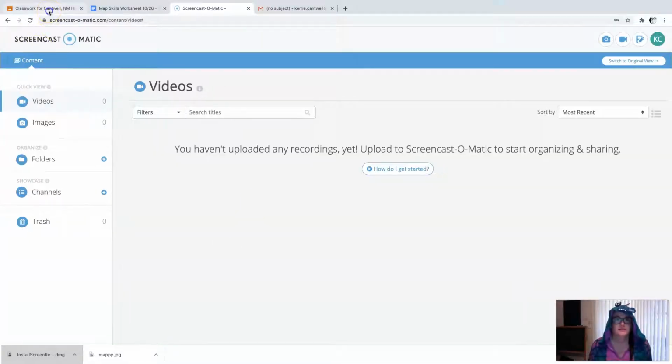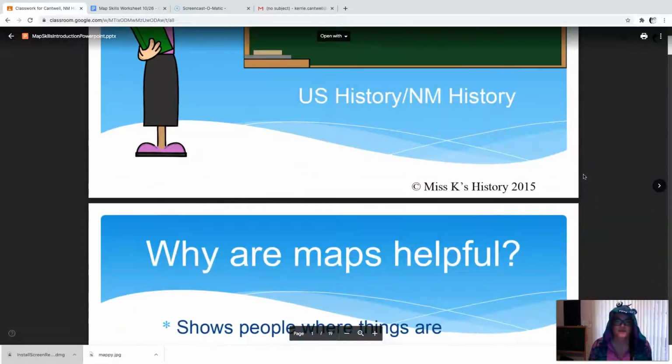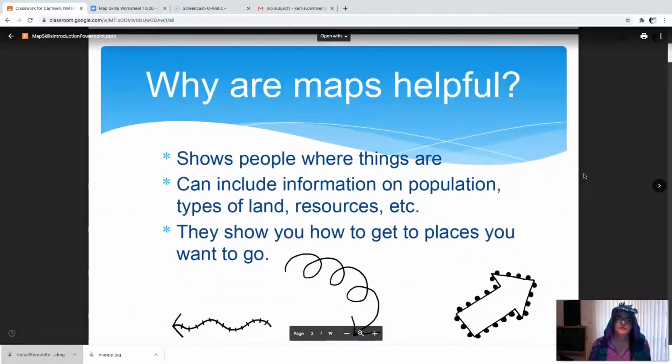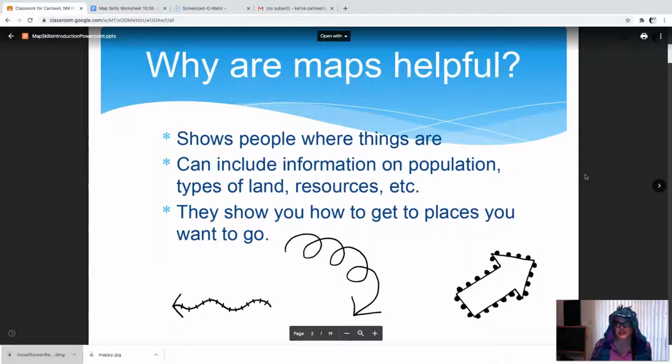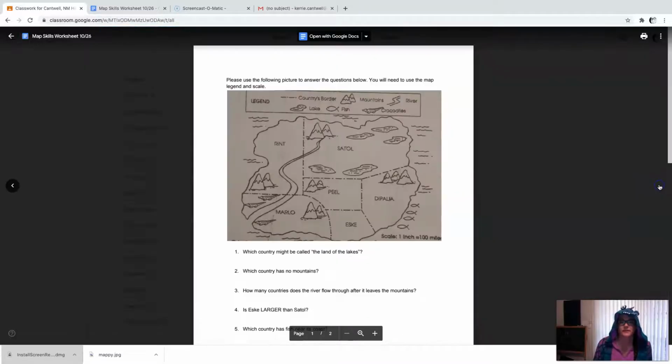Hello, guys. Let's talk about maps. Some of you are struggling with reading a map and understanding a map. So why do we even need maps? Well, they show where people and things are. They can include population, types of land, mountains, plains, resources, everything that you could ever dream of. They also show you how to get to the places that you want to go.